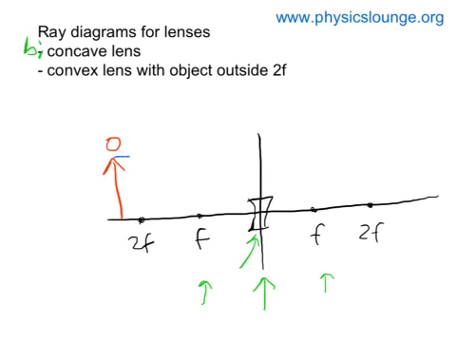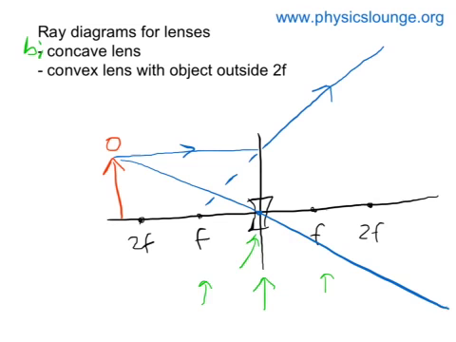Now we know a parallel light ray going to this will spread out as though it's coming from the focal point. Okay, that's good. And any light ray that goes through the center, the very center, that'll pass straight through. Okay, that's kind of cool. That'll pass straight through. So we can just draw that going straight through the center.